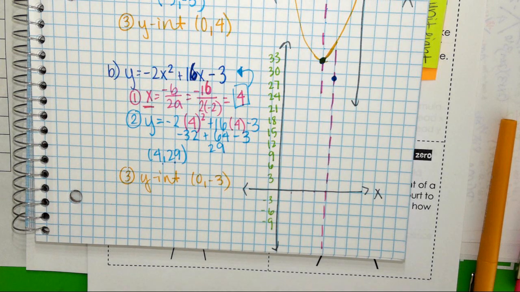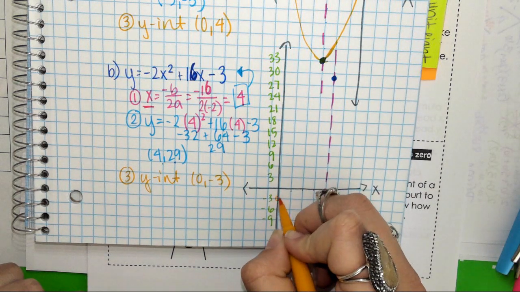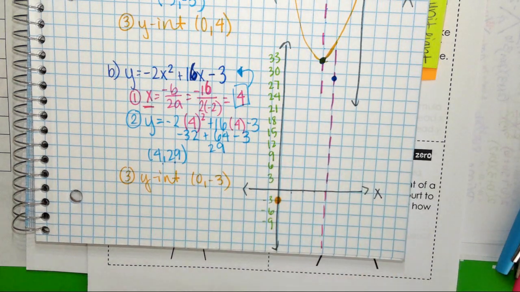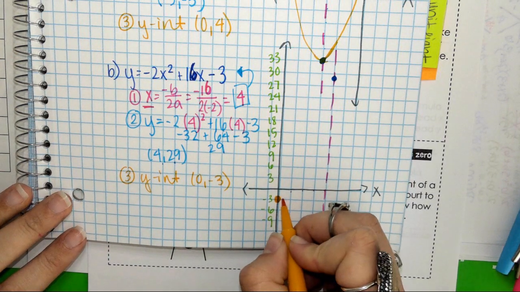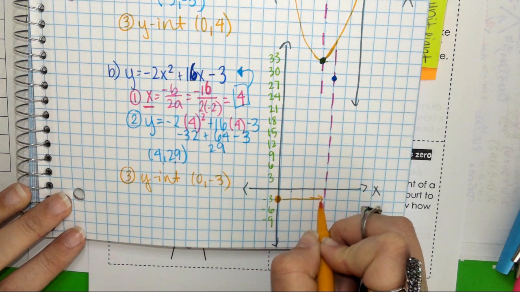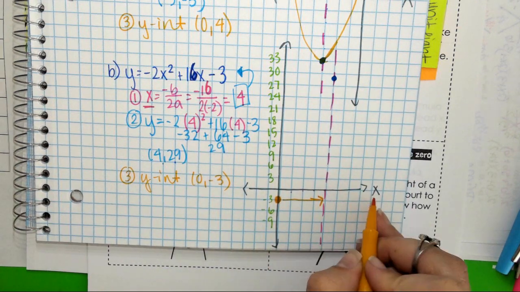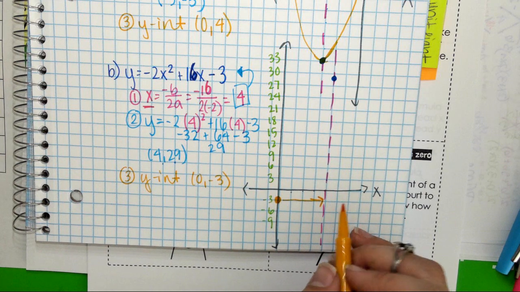Alright, and what's the last thing that we need to plot? Y-intercept. Alright, now, do we move the blue dot or the yellow dot? We only move the yellow. And the yellow is 4 units away this way. So how many units am I going to move to the right for my next point? 4.